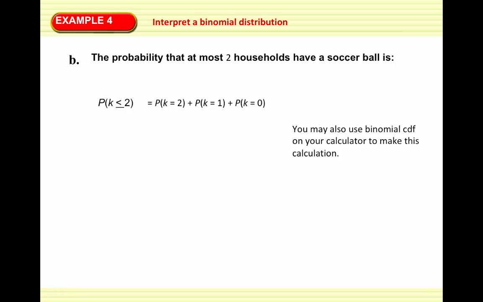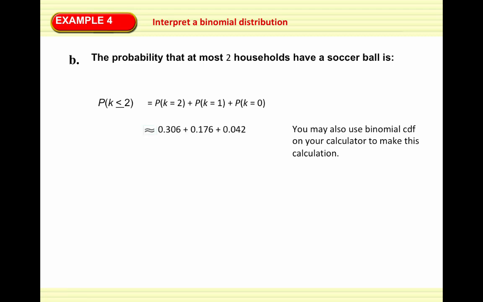Okay, so now we want the probability that at most 2 households have a soccer ball. And so we want the probability that k is less than or equal to 2, because at most means 2 or fewer. So we're going to have the probability k equals 2 plus the probability k equals 1 plus the probability k equals 0. There is another cool command on your calculator that will find the individual probabilities for you and add them up, and that's binomial CDF, for the cumulative distribution function.